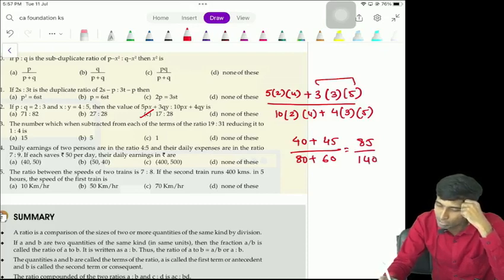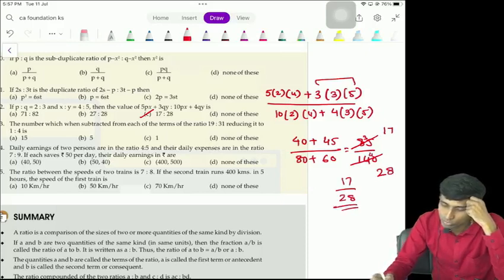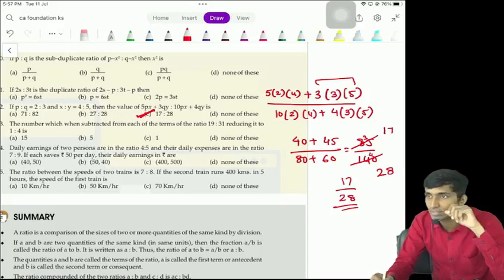Do you know the 5 table? 5 1s are 5, 5 7s are 35, 5 2s are 10, 5 8s are 40, so 17 by 28. Wow. What is the option?